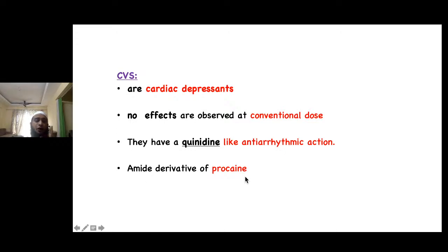It is only present with the amide derivative of procaine. Like we have seen, there are two types of local anesthetic: one is ester local anesthetic, and the second is amide local anesthetic. So this antiarrhythmic action is there only with the amide derivative of procaine, which is called procainamide. Only this drug, procainamide, is a classical antiarrhythmic in nature, and since it has antiarrhythmic action, it is also used systemically as an antiarrhythmic drug. So the point to remember is that it is not present with all drugs, only in the case of procainamide.